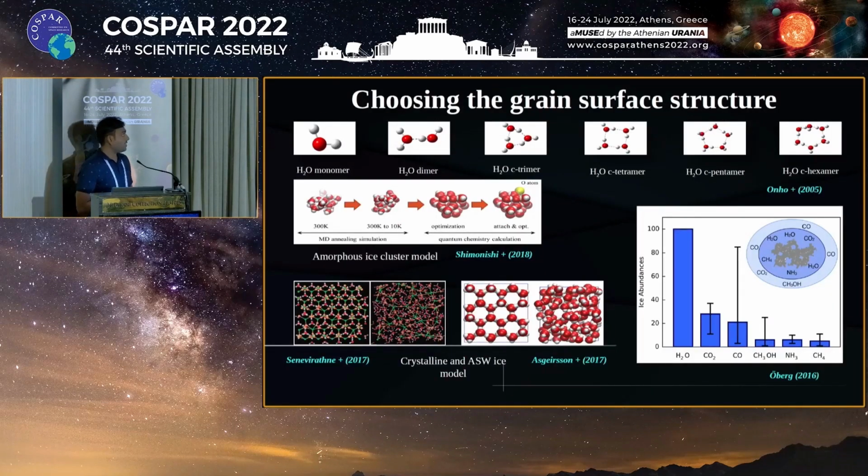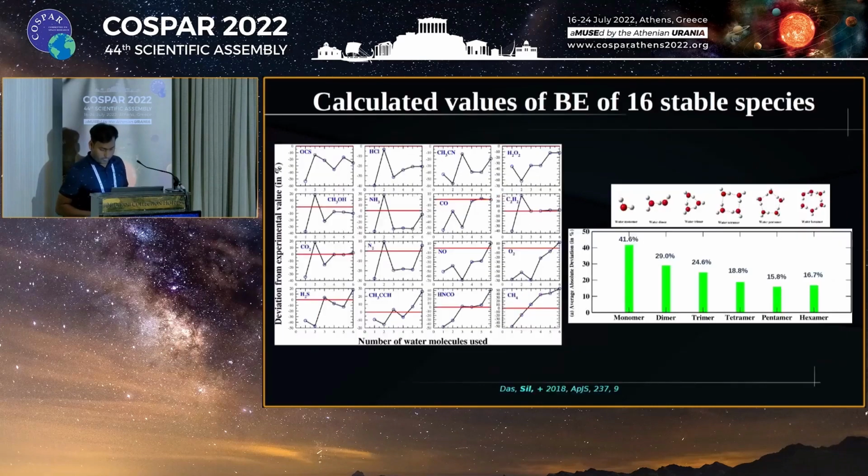For choosing the grain surface structure, we consecutively increased the size of the water cluster: dimer, trimer, tetramer, pentamer, and hexamer. And why do we take water? Because water is the most abundant interstellar ice component, and there are several other studies in the literature where molecular dynamics simulations were used to construct amorphous ice cluster models and also crystalline ice structure models. So we took these structures and checked how the binding energy varies.